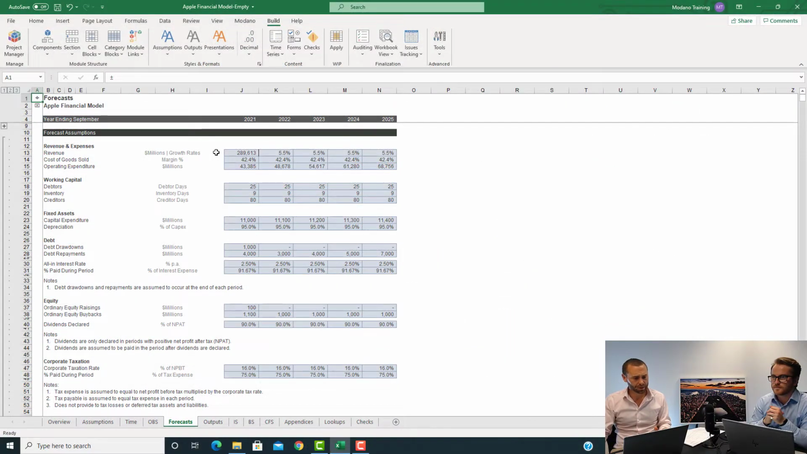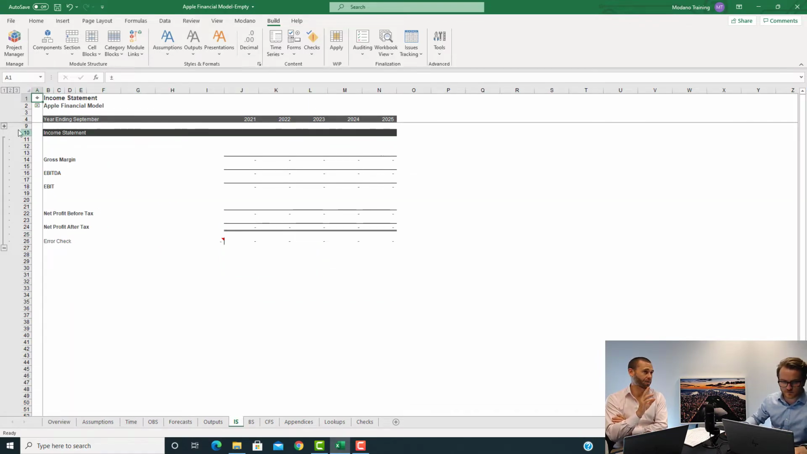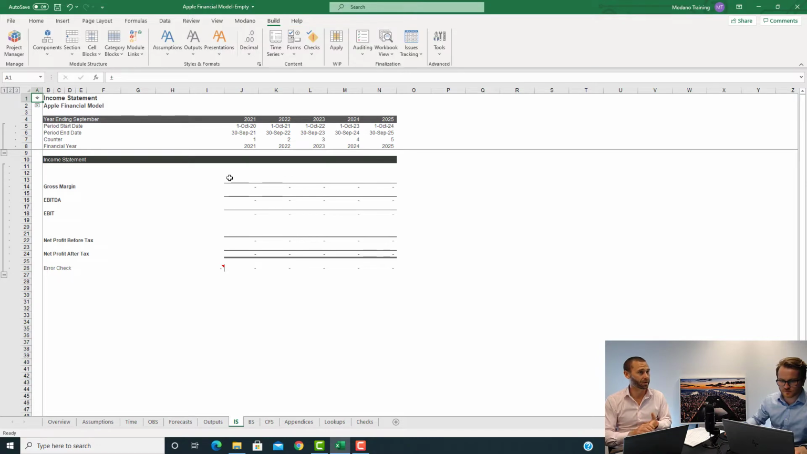Okay, so to include these revenue forecasts, let's just go to the income statement. The first thing we need to do is unhide the period title rows 5 to 8 because we're going to be using the first period again.